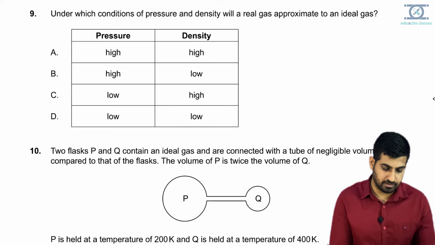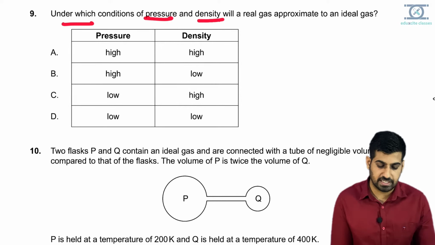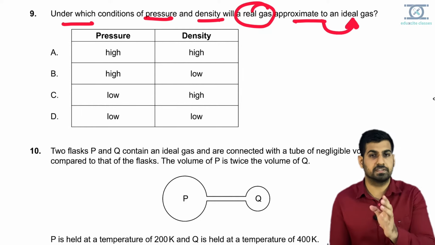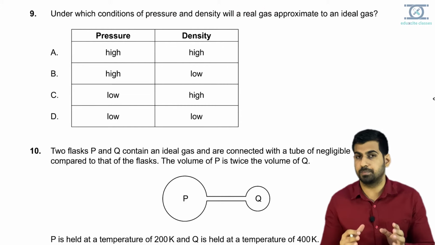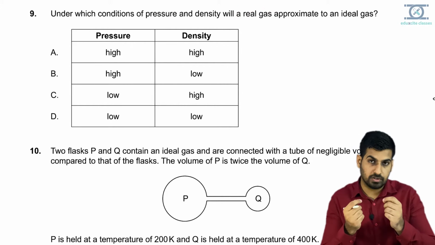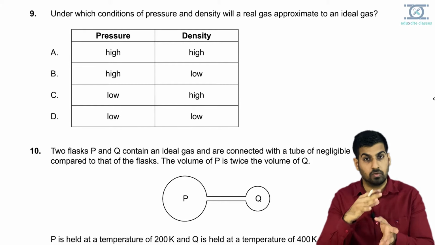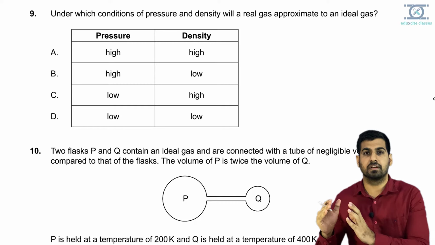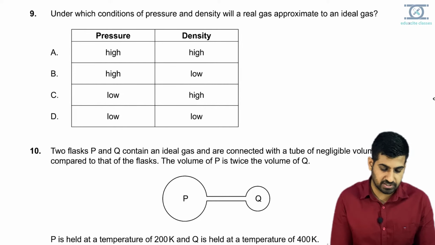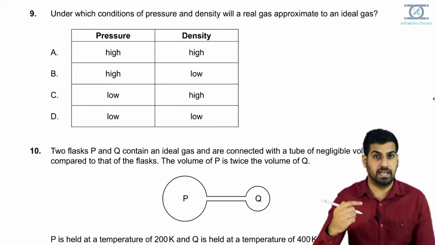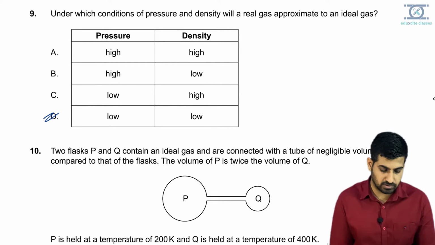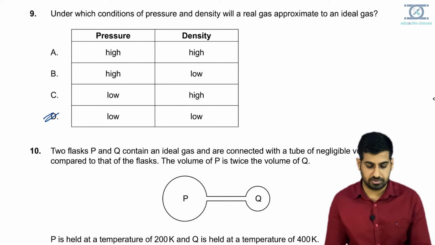Question number 9. Under which condition the pressure and the density for a real gas approximate to an ideal gas? So we have studied about the ideal gas, that is PV equals nRT, but how the pressure and the density of the real gas will correlate, or will approximately move towards the ideal gas. So we know that pressure has to be low and density should also be low so that the volume is maximum. So the low and low, that is a direct question.